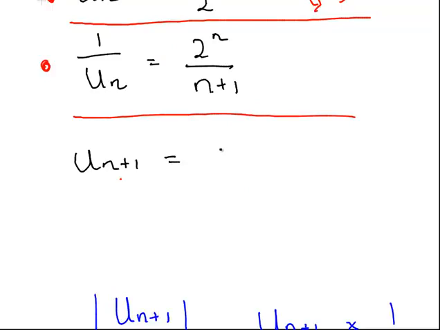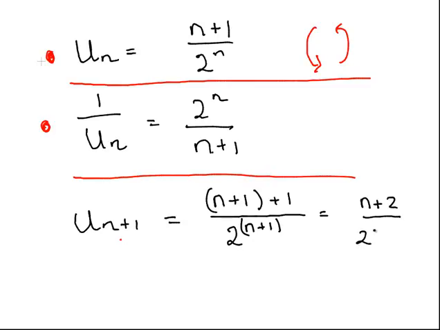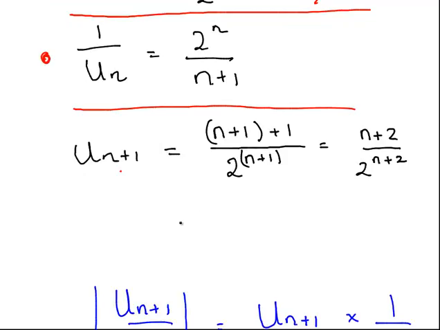And then what we're going to do here is u of n plus 1. We're just going to derive this expression here. If we have n plus 1, every time in u of n where we have n, put in n plus 1. So we have 2 to the power of n plus 1, like that. And if you simplify it out, you will get n plus 2 over 2 to the power of n plus 1. Now, I'm just going to quickly remark that 2 to the power of n plus 1 is simply 2 times 2 to the power of n.